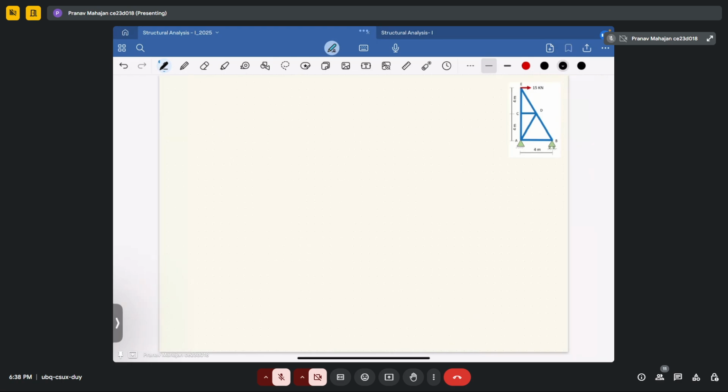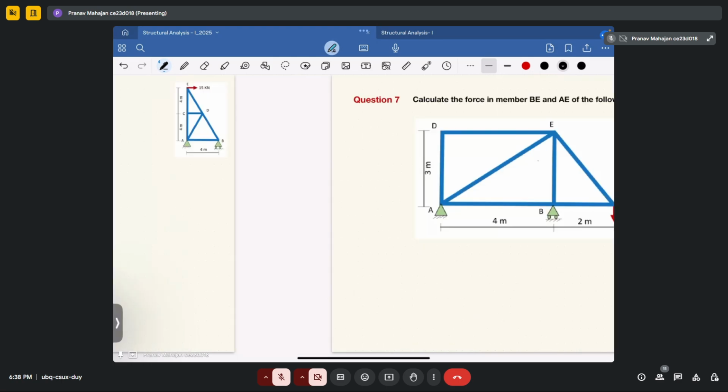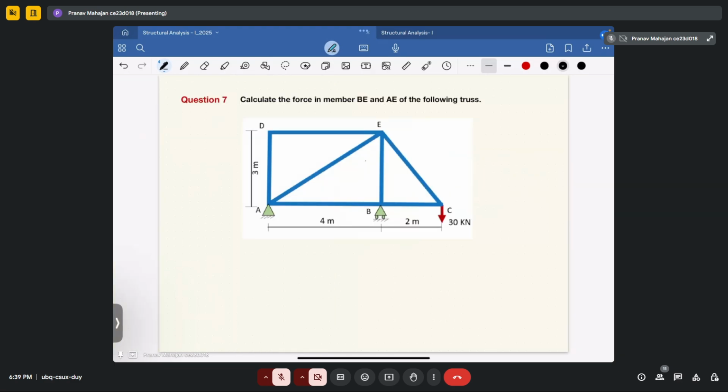So let's solve another problem. In this, it is given to you, calculate the force in members BE and AE. So what we will do, we'll again use the method of joints and try to determine the following member forces. Which members do you have to determine? One is BE, another is AE. These are the two members you have to determine.